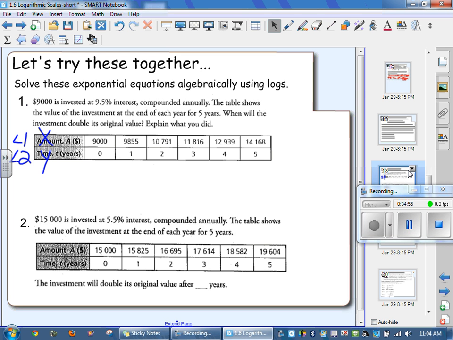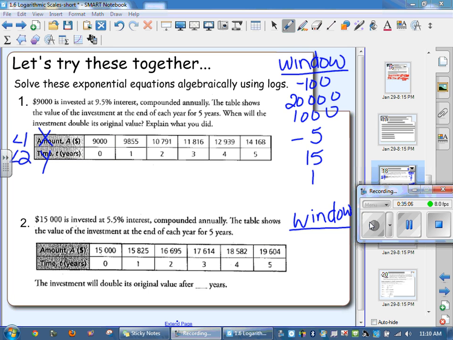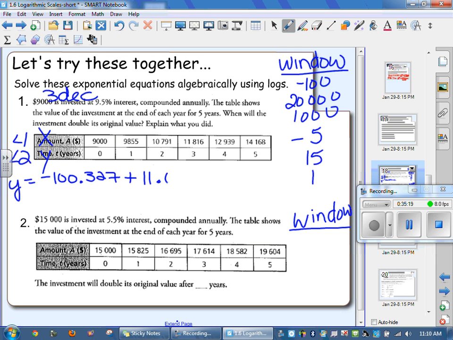Okay, we're going to round each parameter to 3 decimal places. So it is a log regression, which is ln. You should get y equals negative 100.327 plus 11.019 ln x. That should be your equation. Now the question's actually saying, how long is it going to take to double the original value? Well, you started with $9,000. Doubling that would be 18,000. Now remember, 18,000 is an x number here.